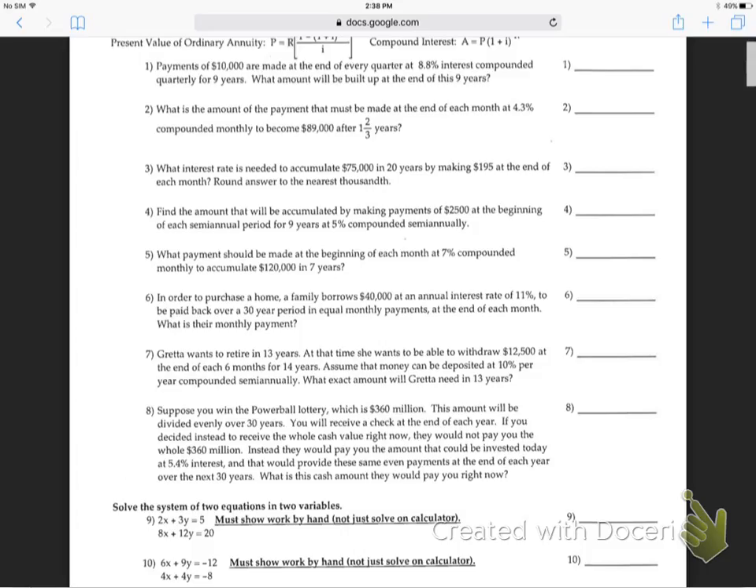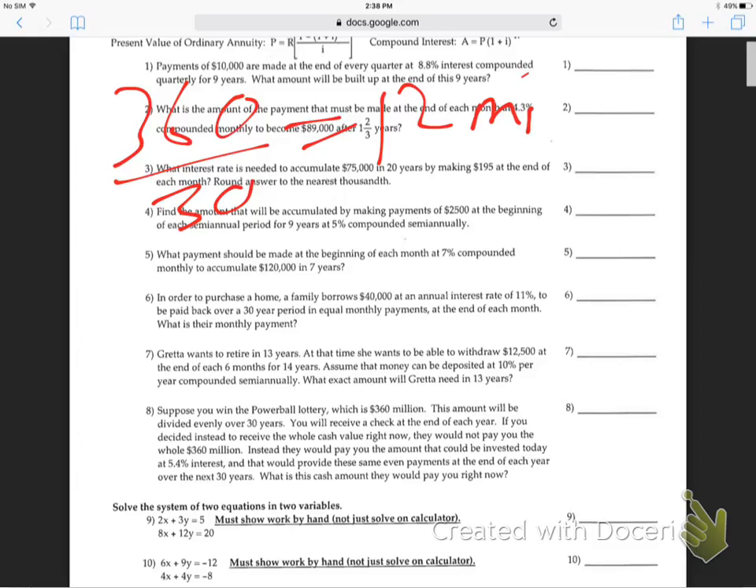360 million, this amount will be divided evenly over 30 years. Stop right there and just get that number. It's good sometimes just to stop and get your hands on a number. They're going to pay you 360 million divided evenly over 30 years. What is that? Let's take 360 million, divide by 30. It's 12 million per year. Right? So that's what they're saying. They're saying we're going to pay you 12 million at the end of every year because you won this lottery thing.